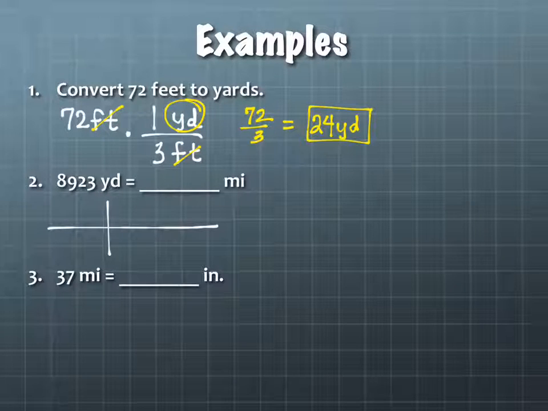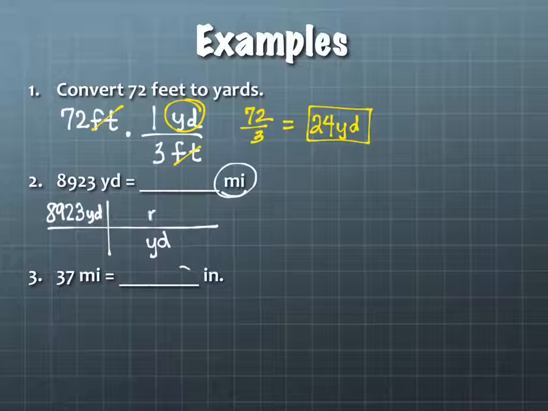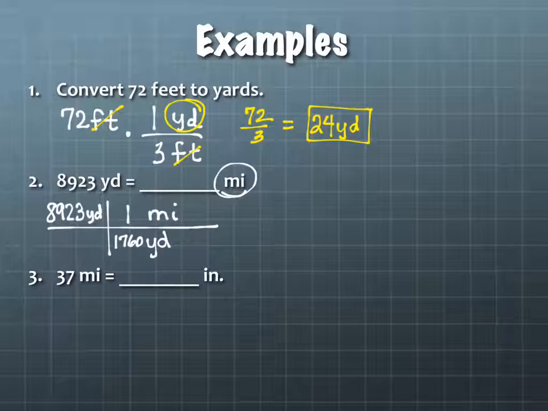All right, so we're going to start out with the 8,923 yards. And we want the yards to cancel, so it's got to go in the denominator. And the goal is to move it from yards into miles, so we'll put miles on top. All right, so what's the corresponding ratio from miles to yards? 1760. Where will the 1760 go? In the denominator, because it's actually 1 mile that's equal to 1760 yards.